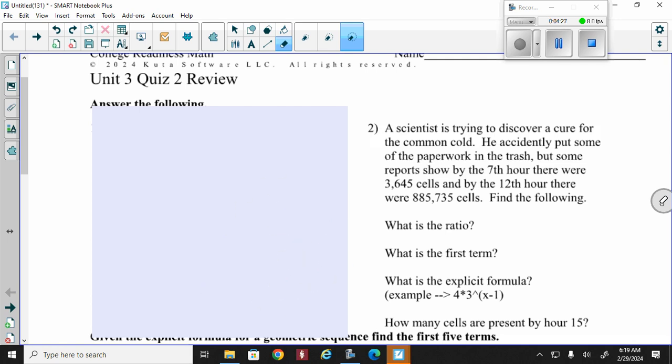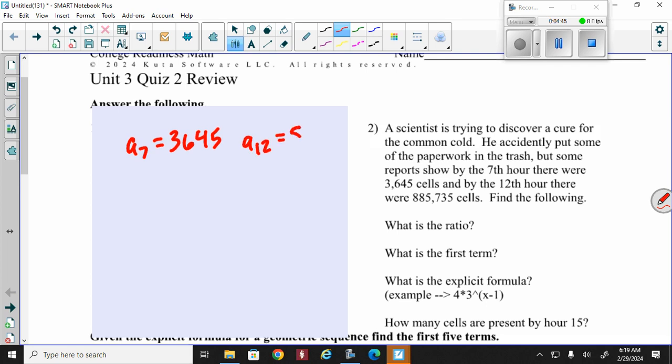All right, so a scientist is trying to discover the cure for the common cold. He accidentally put some of the paperwork in the trash, but some reports show that at the seventh hour there were that. All right, so A of 7 is equal to 3,645, and then it says A of 12 is equal to 885,735. All right, now guys, just read. Oh, it's ratio, so that means it's geometric. Sometimes it may not necessarily say geometric, but you got to look at all the words. So, ratio.